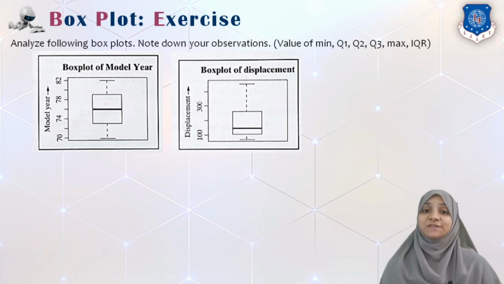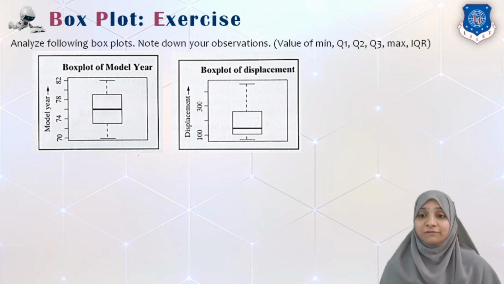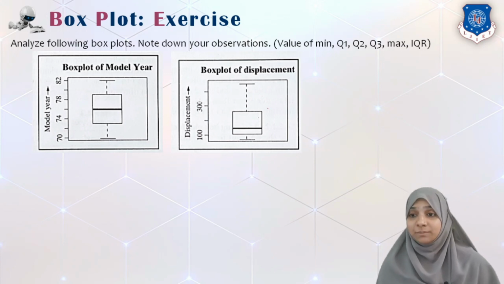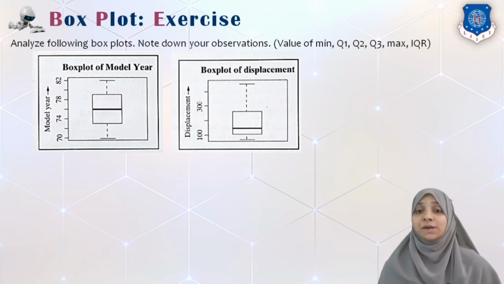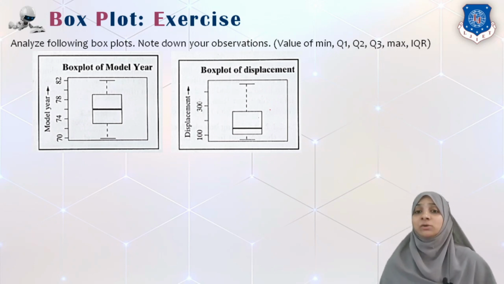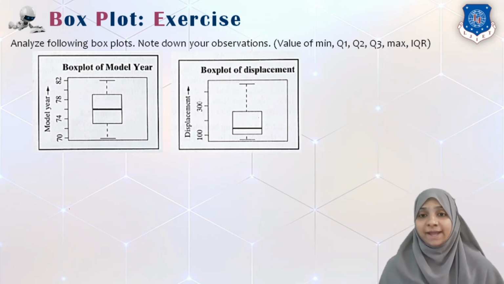Here one exercise is given to you. We have two different box plots. You have to find out the value of minimum, quartile 1 value, quartile 2 value, quartile 3 value, maximum value and interquartile range from the given diagram.